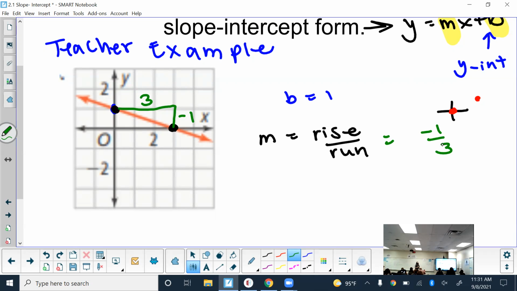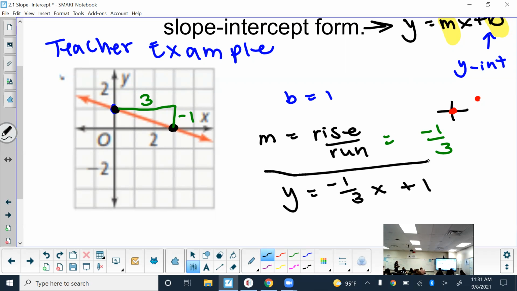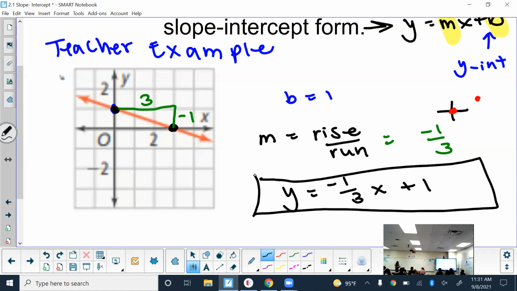All right. And then that's the two things we need to identify. So throw it together. Y equals negative 1/3 x plus 1. Any questions? All right, so that's how you get it from a graph.